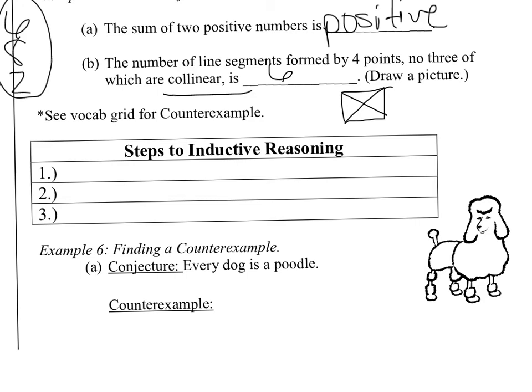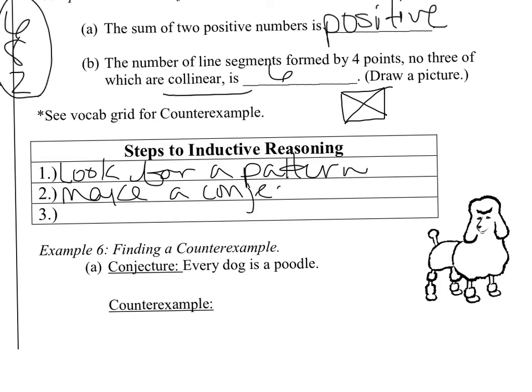Okay, steps to inductive reasoning. First, we are going to look for a pattern. Then we are going to make a conjecture. And we just saw those two steps used in the last two examples. And then we are either going to prove our conjecture if it's true, or if it's false, we will find a counterexample.